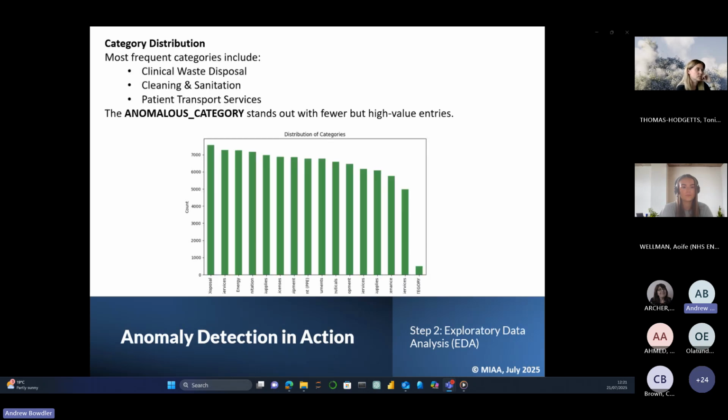Most activity centres around core operational categories, things like waste disposal, cleaning, and transport. But there's one category that doesn't quite belong, a deliberately inserted, anomalous category. It's low in volume, high in spend, and that's precisely the kind of red flag we want our models to pick up.